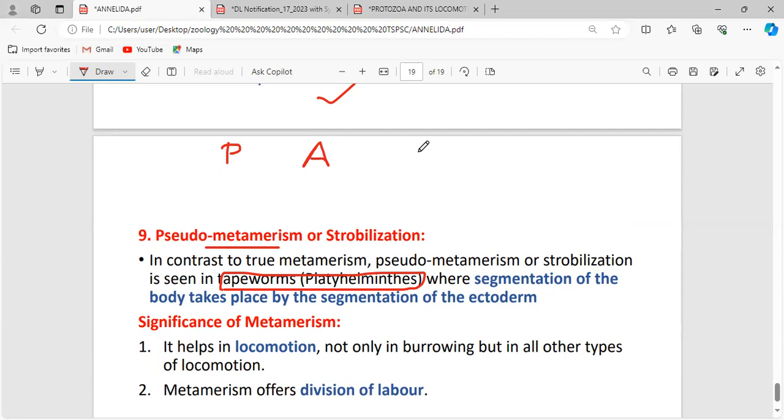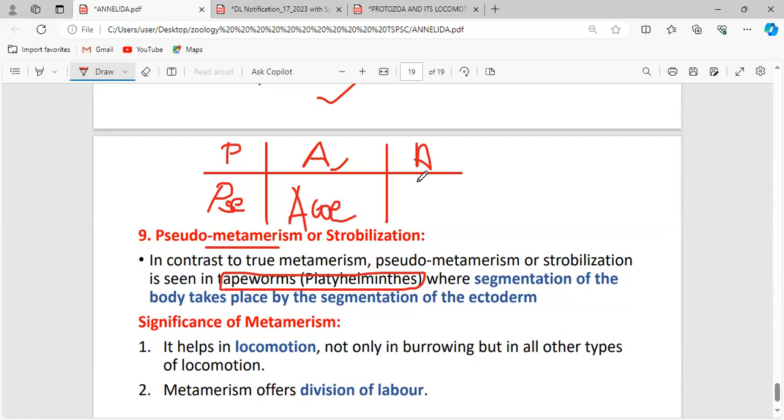Platyhelminthes, Azelminthes, and Annelids. See, in the case of Platyhelminthes, that is flatworms, it is a pseudocoelomate animal. It looks like a body cavity, but it is not. But in the case of Azelminthes or Nemathelminthes, it is acoelomate. There is no body cavity. But from the phylum Annelida, the concept of body cavity arises. Clear? And the metamerism or the segments present in any pseudocoelomate animal is said to be pseudo-metamerism or strobilization.